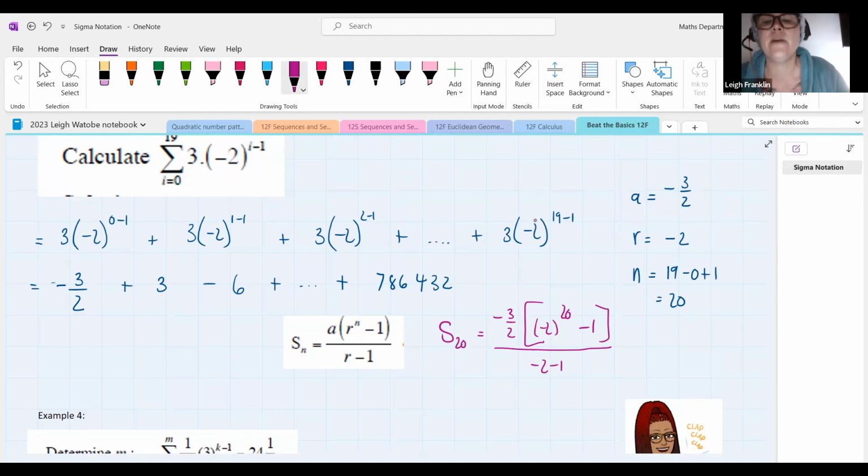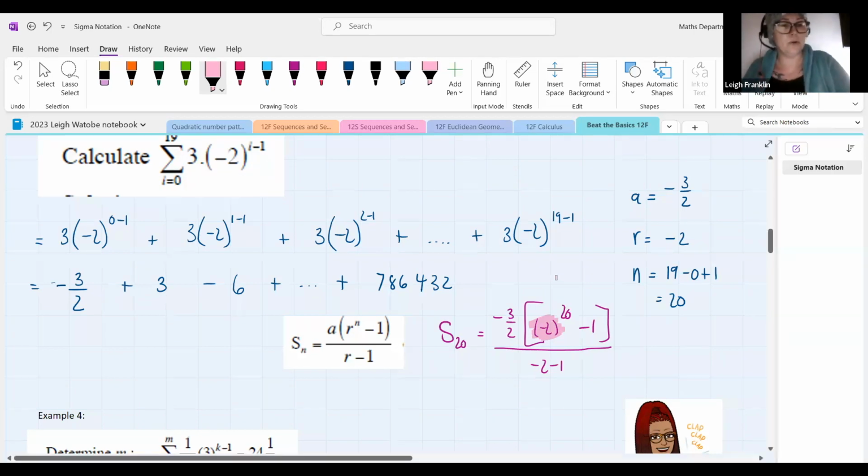It's very, very important in this bit over here, matrix. You must use brackets when you sub in R, because depending on whether your exponent is an even or an odd number is going to affect the sign of your answer. So you must put R in brackets.